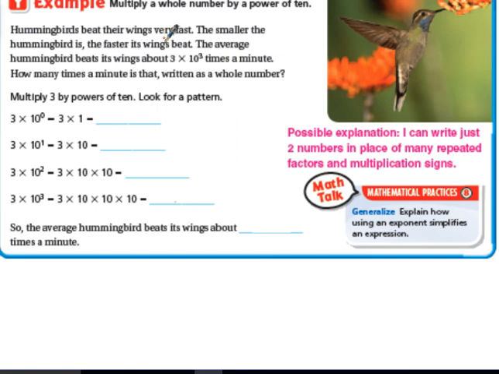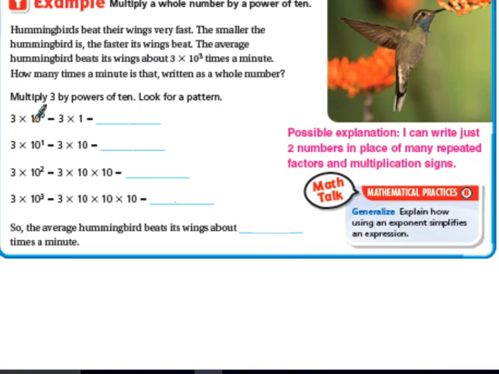Got a question here. It says, hummingbirds beat their wings very fast. The smaller the hummingbird, the faster its wings beat. The average hummingbird beats its wings about 3 times 10 to the 3rd power times a minute. How many times is that written as a whole number?